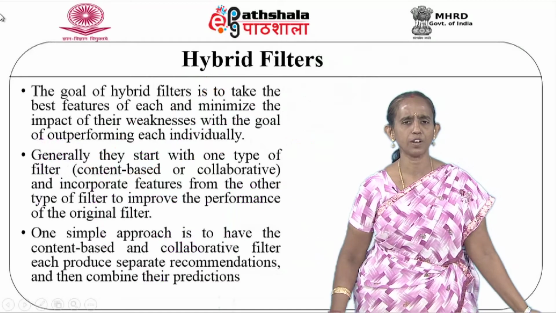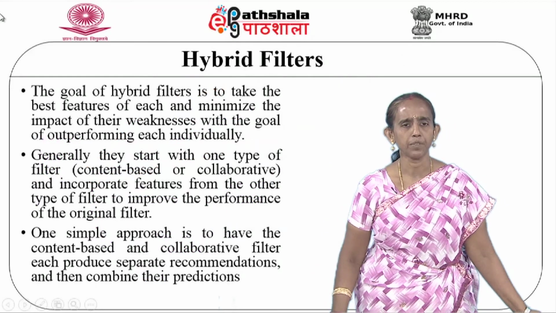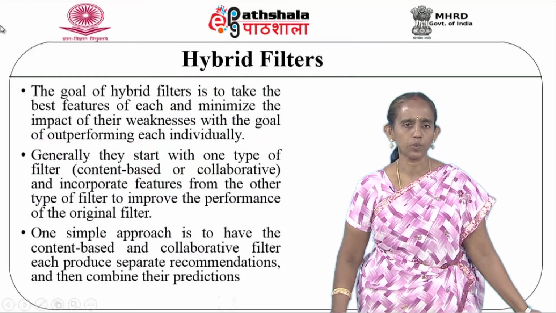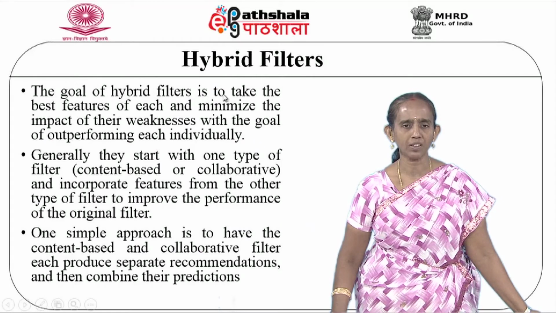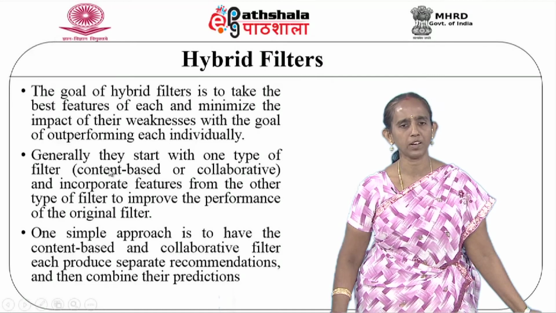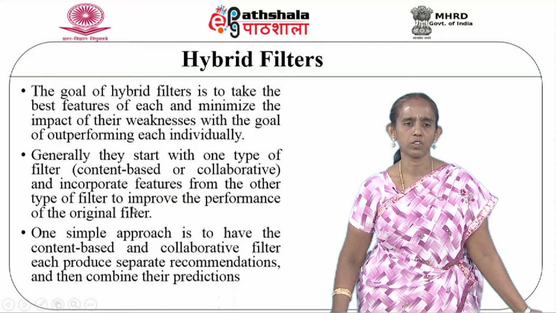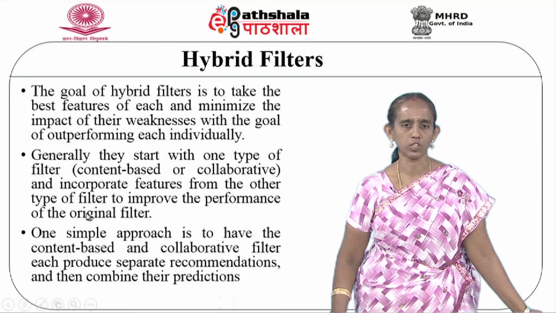The next kind of filter is a hybrid filter. The goal of a hybrid filter is to take the best features of each and minimize the impact of their weaknesses, with the goal of outperforming each individually. Generally, they start with one type of filter, which is content-based or collaborative, and incorporate features from the other types of filters to improve the performance of the original filter.